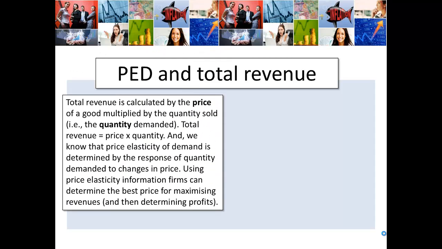A very important consideration here for firms and businesses is the effect of changes in price on their total revenue. Now, total revenue is calculated by the price of the goods sold multiplied by the quantity of those goods sold. So we're talking total revenue equals price times quantity.